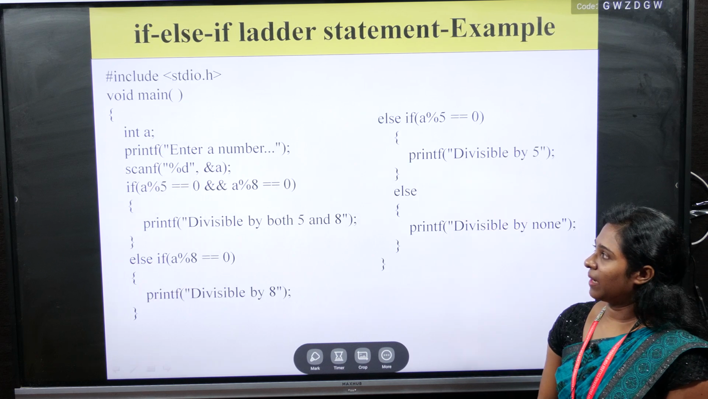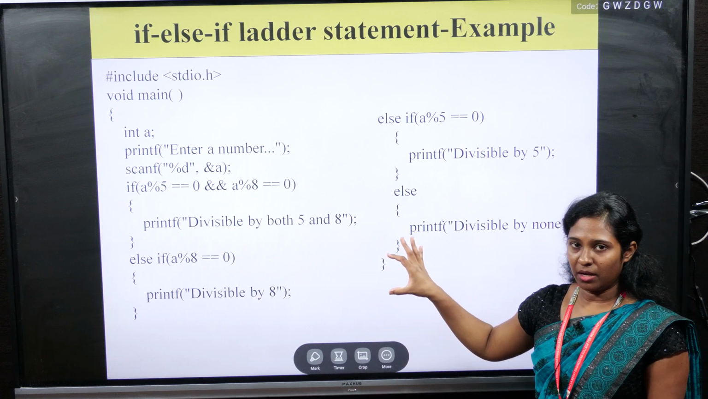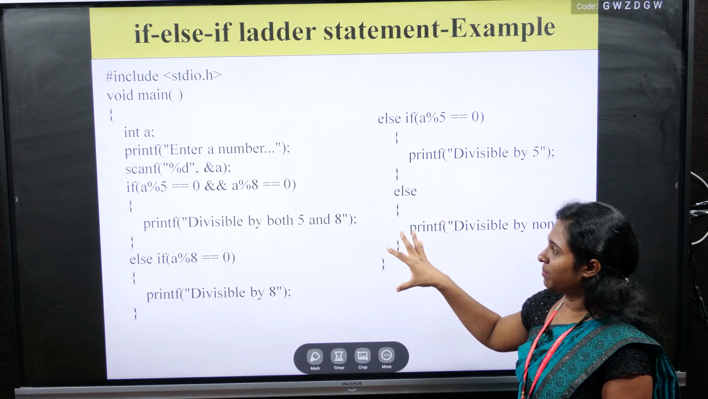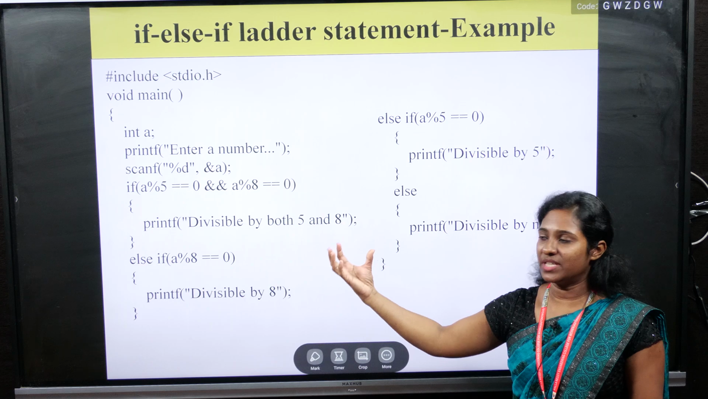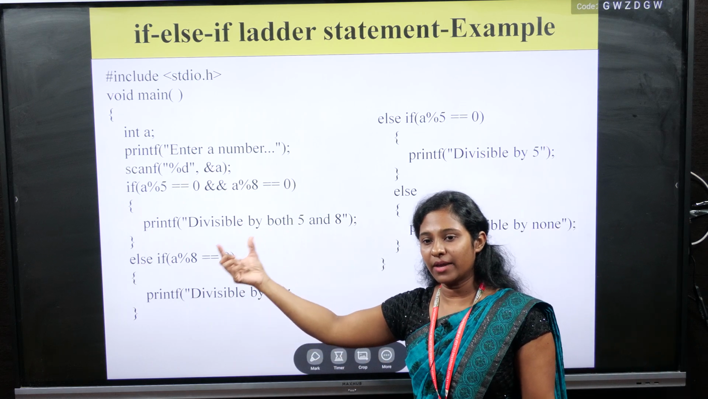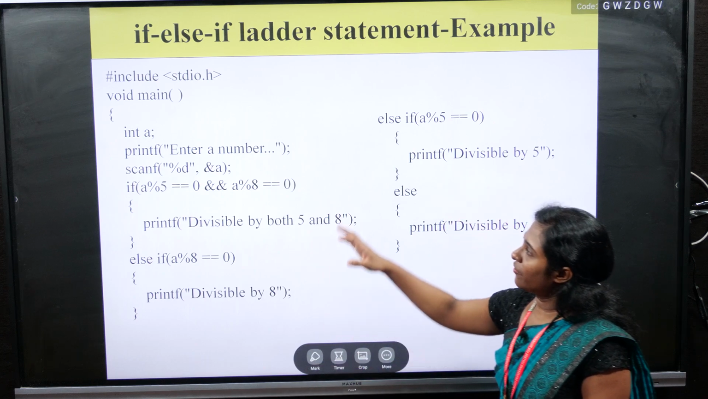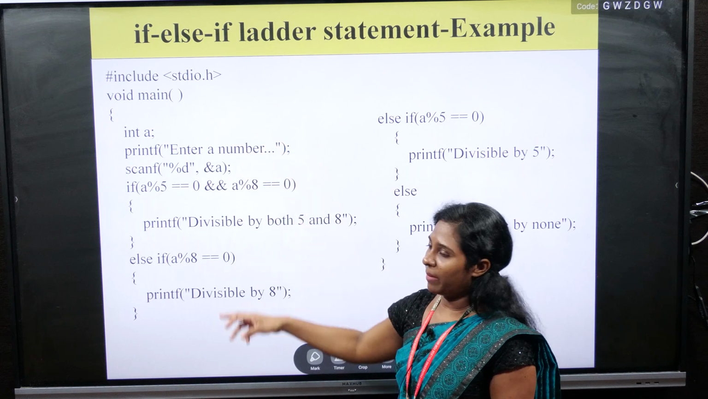So this can be explained by using a C program. The aim of this program is to check whether a given number is divisible by 5 or divisible by 8 or divisible by 5 and 8. So here firstly we will include the stdio.h header file, then open the main function.